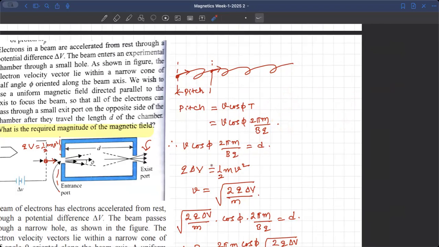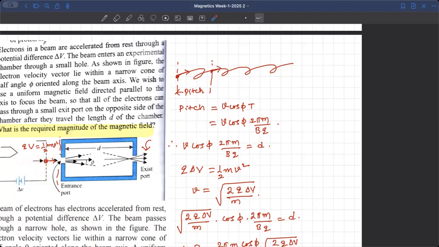By the way, what is v? How did you get v? Through kinetic energy, the work done. There is a potential difference here, some potential difference V, and that has done some work.